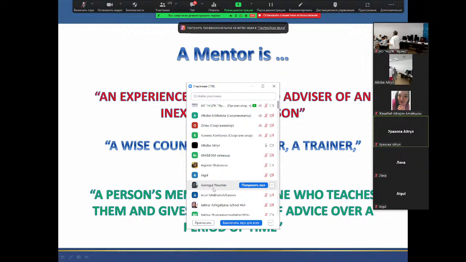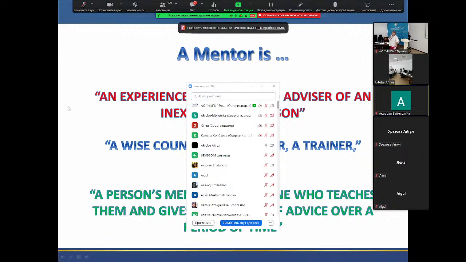Really? Yeah, okay. So excuse, millions of excuses for online participants. So, what are the roles of the mentor? Oh my God. It doesn't work again. Please change the slide if it's possible.